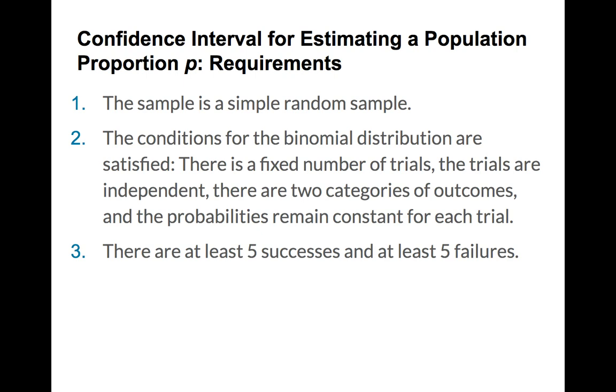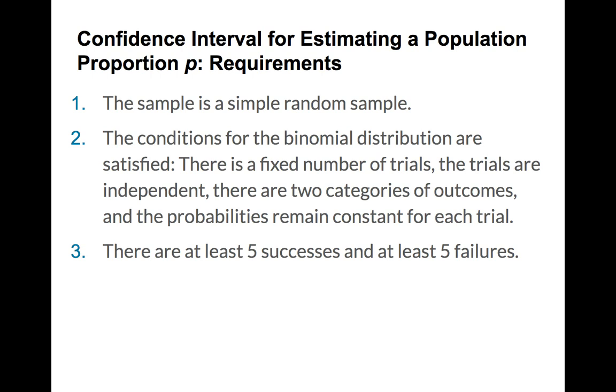The next thing, and this is the big one, the conditions for a binomial distribution have to be satisfied. Remember, there's 4 conditions for a binomial. There's a fixed number of trials. The trials are all independent. You have 2 categories, either a success or a failure, and the probability of a success remains constant for each trial. So we need to make sure we have those 4 things met.